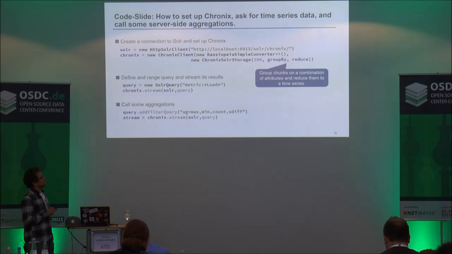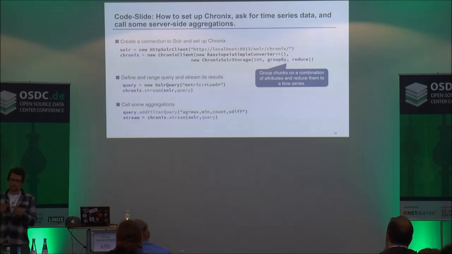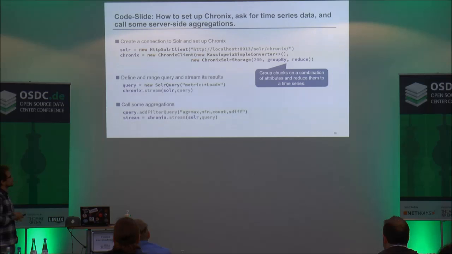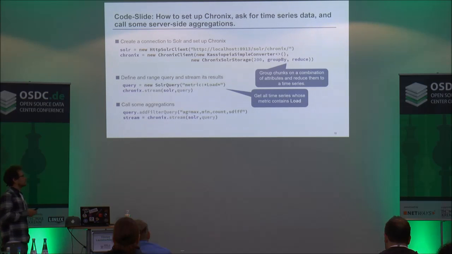And one has to define a function to group the records and reduce them. And one can use any combination of the attributes to group the chunks. So if you want to do a range query, and you want to get all metrics whose metric name contains load, we define a standard Solr query, define the expression, and call stream on the client, and the result is a Java 8 stream of time series.